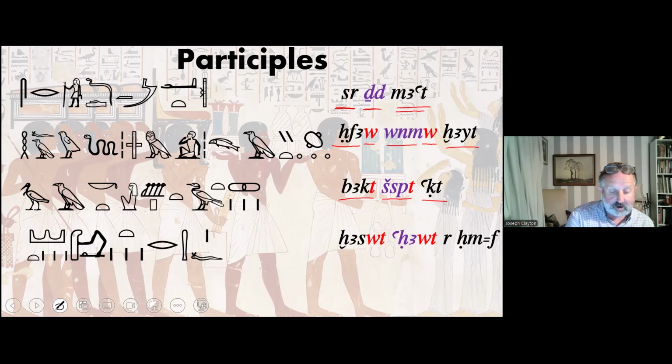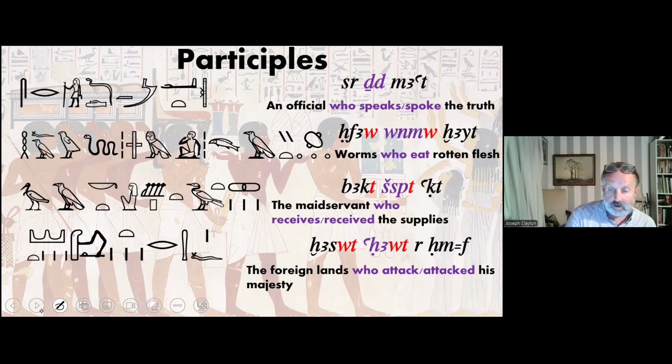And then here we've got khasut. Remember, that's the plural of an ideogram there. So we've got foreign lands. Then we've got aha, to attack, and you see it agrees and it follows. Aha means to fight, but literally to fight towards somebody means to attack somebody. So we've got foreign lands who attack His Majesty, or who attacked His Majesty. Okay.